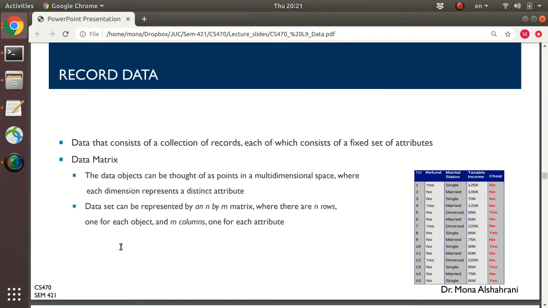For example, with regard to record data, such data consists of a collection of records, each of which consists of a fixed set of attributes. So a data matrix, similar to this one here, can be thought of as points in a multi-dimensional space where each feature represents a dimension. So this data set can be represented by an n by m matrix, where n is the number of rows and m is the number of features or dimensions.